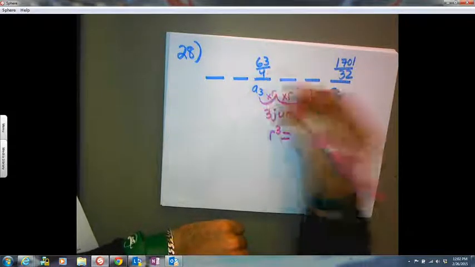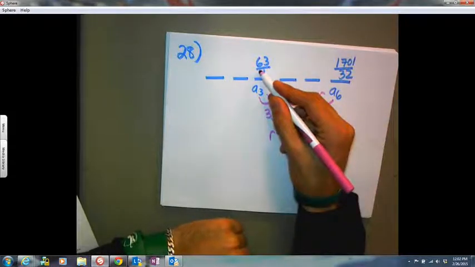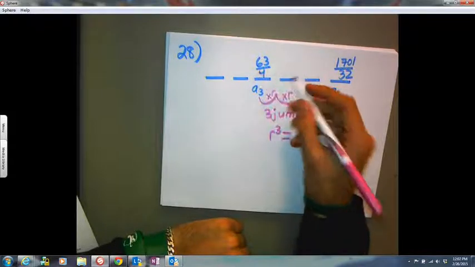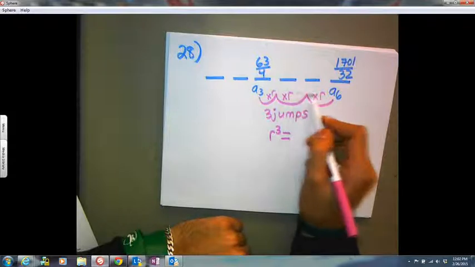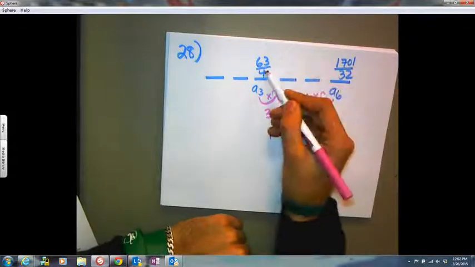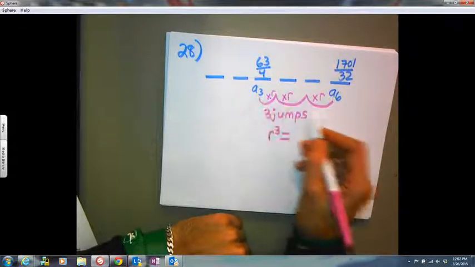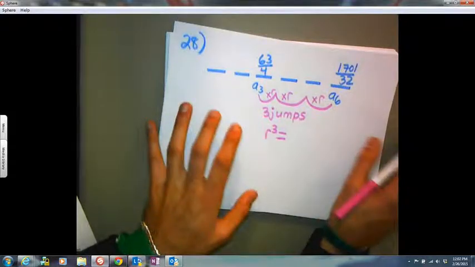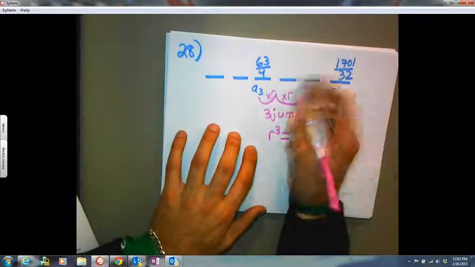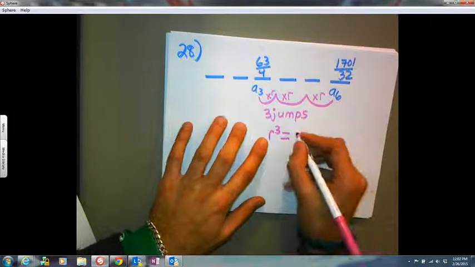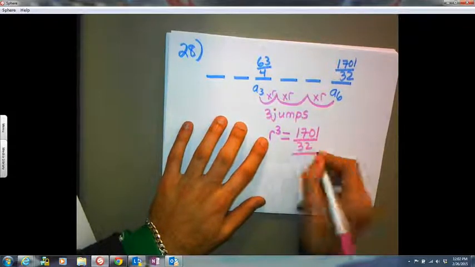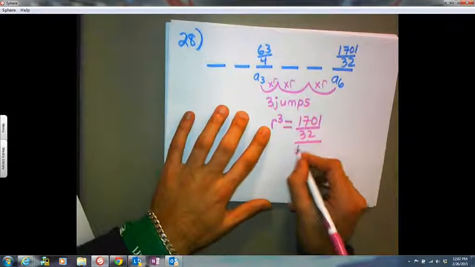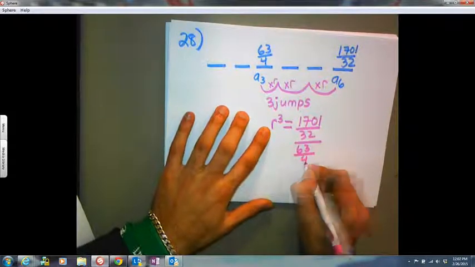Why? Because with arithmetic, we were adding the common difference, the opposite of adding is subtracting. Now we are multiplying by the common ratio. The opposite of multiplying is dividing. So this divided by this. So we need to keep, change, flip over here.